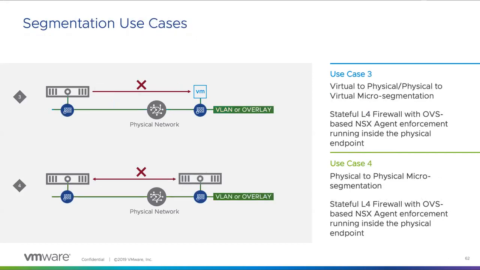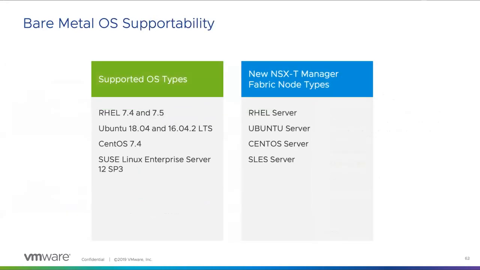We also have additional use cases for virtual to physical or physical to virtual microsegmentation, where we can stand up a stateful layer 4 firewall with the Open vSwitch based NSX enforcement running inside the physical endpoint. We can also do physical to physical microsegmentation with stateful layer 4 firewalling, with the OVS based NSX agent inside the physical endpoint. In 2.4 and 2.5, those are primarily Linux based physical nodes that come under control as an NSX-T fabric node type. But in NSX-T 3.0, we're moving into Windows Server 2016 as a supported operating system. So if you have physical workloads that you want bare metal connectivity and security for, NSX-T 3.0 has you covered now as well.